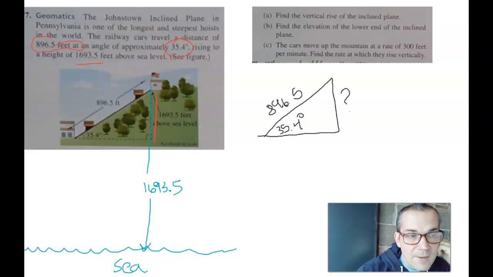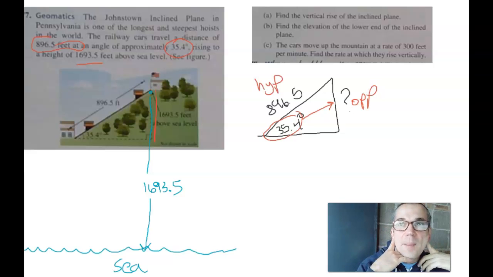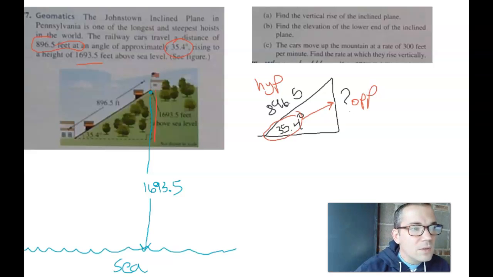So I'm looking at what I have here, and based on the angle and the sides that I have, and how those sides relate to the angle, I'm going to pick either sine, cosine, or tangent. This is the angle I have. The side that I'm interested in is the opposite side, and the side that they gave me is the hypotenuse. So I just need to ask, which trig function uses opposite and hypotenuse? Hopefully you're thinking sine.